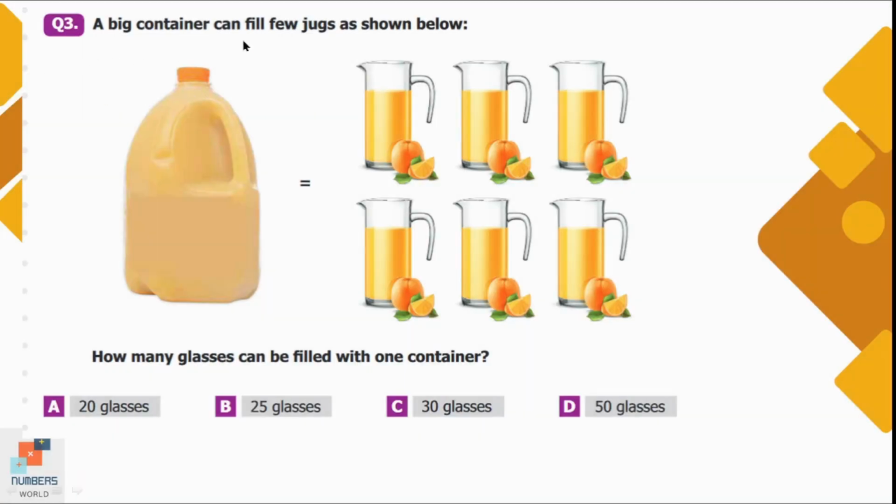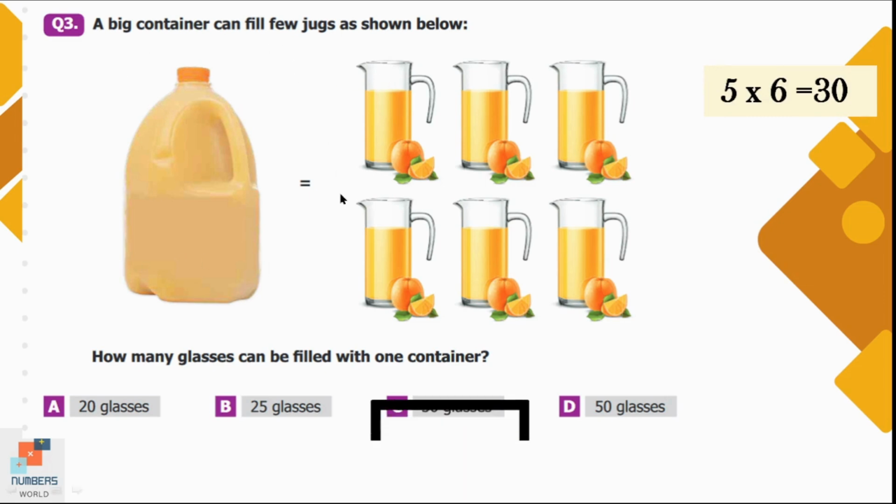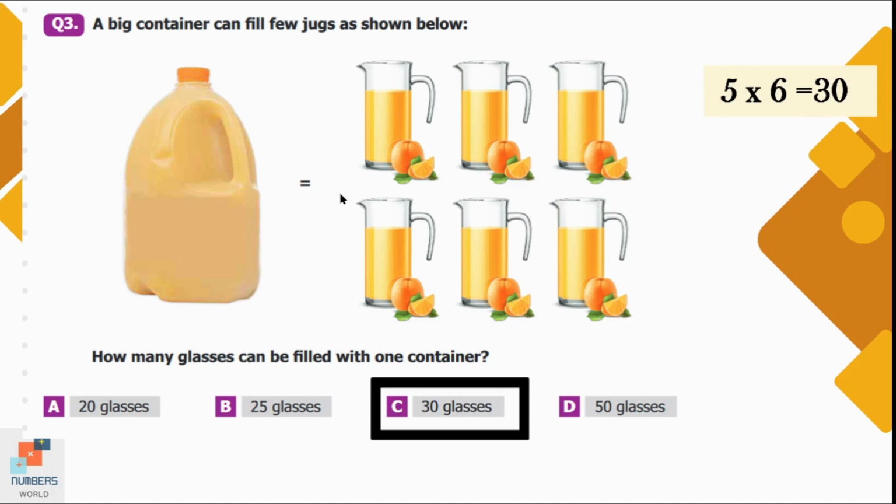Question number 3. A big container can fill few jugs as shown below. How many glasses can be filled with one container? We can see that this one big container is equal to 6 jugs and 5 glasses can be used to fill one jug. So 5 6s are 30. So we can say that one big container can fill 30 glasses. So option C is the correct option here.